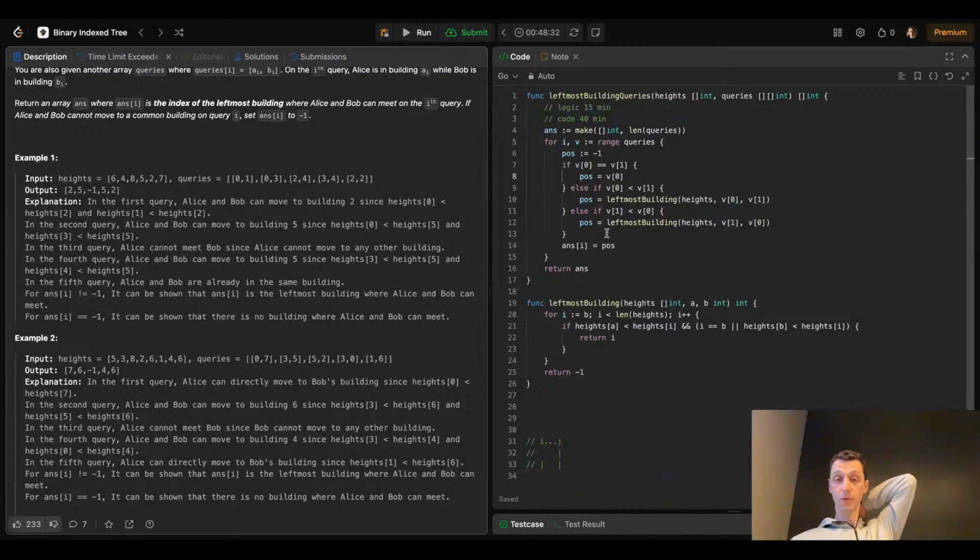Now, yeah, for a bigger test case, we're looking for something that's not n square. And let's give it a couple more minutes and we'll make a summary.